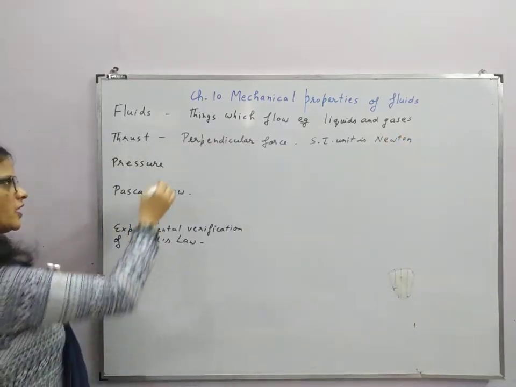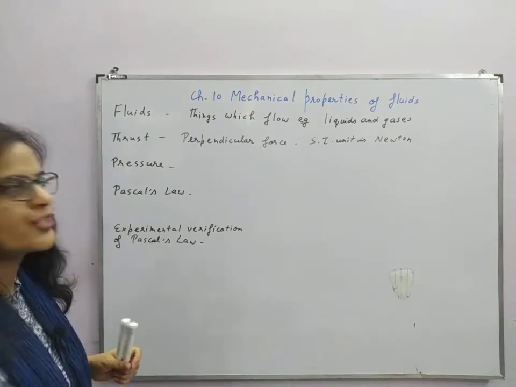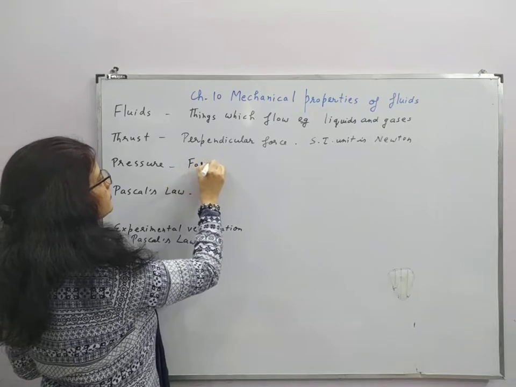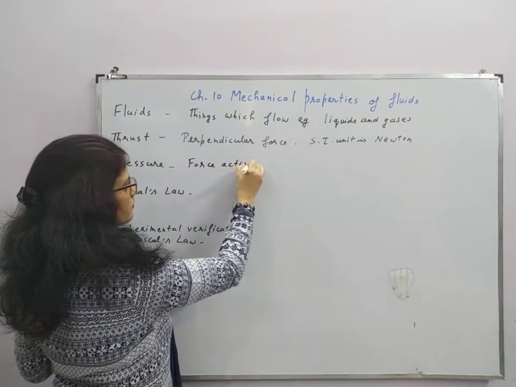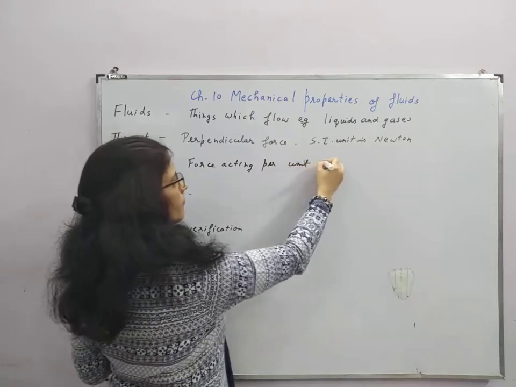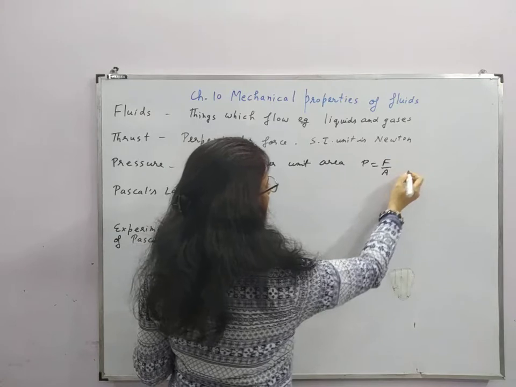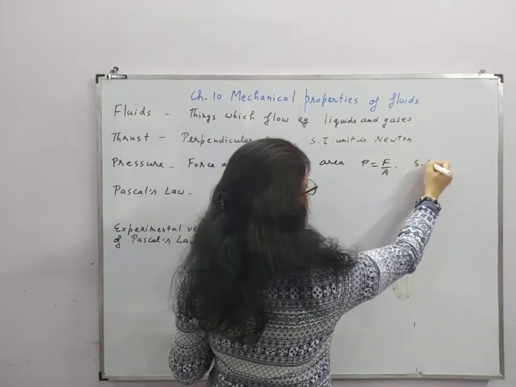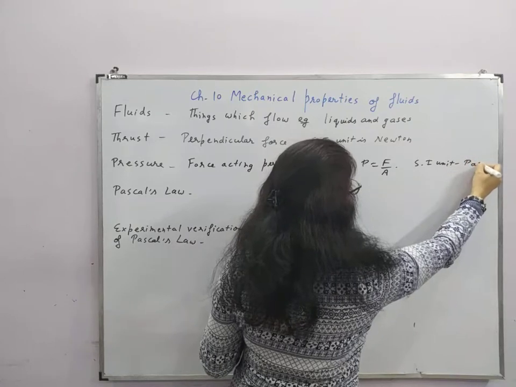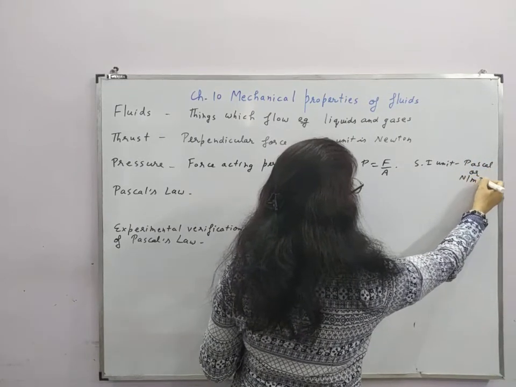Then we have pressure. Again, you have studied this in class 9th. So pressure is force acting per unit area. We know that this is F upon A, and SI unit is Pascal or Newton per meter square.